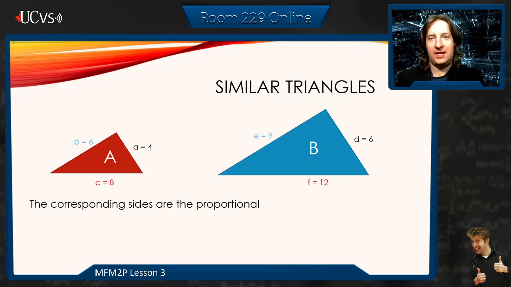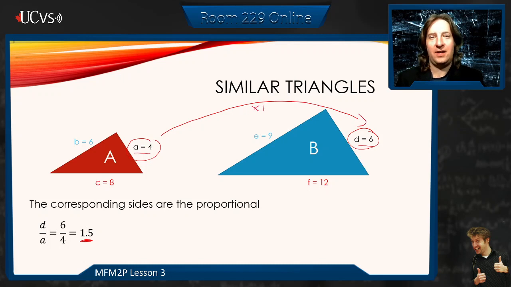Notice that A is the shortest side. This corresponds with the side length D. So let's check how much we've zoomed in on A to get B. We're going to take the D side, 6, and divide it by A. So that's D over A, or 6 divided by 4, and it gives us 1.5. That's telling us that to go from A to D, all I had to do is multiply by the value 1.5.